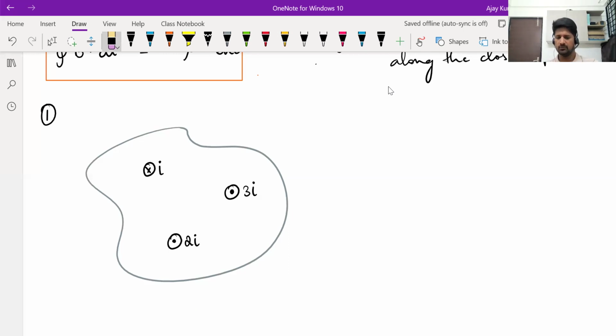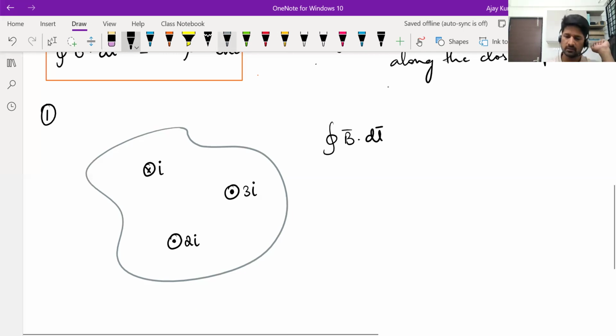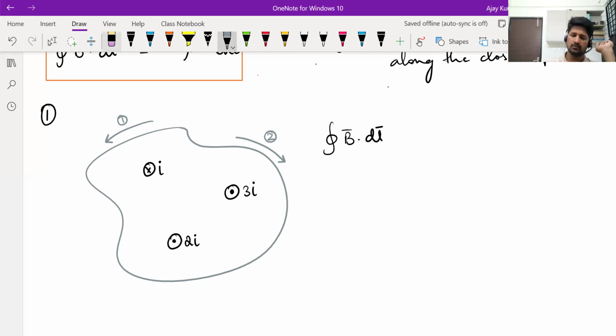Now you see a closed path here. When you take integral B dot dl along that closed path, you have two choices. You can move anti-clockwise along that closed path. Let's call that case 1. You can even move clockwise along that closed path. Let's call it case 2. So I want you all to calculate what is closed integral B dot dl along that loop in case 1 and in case 2.